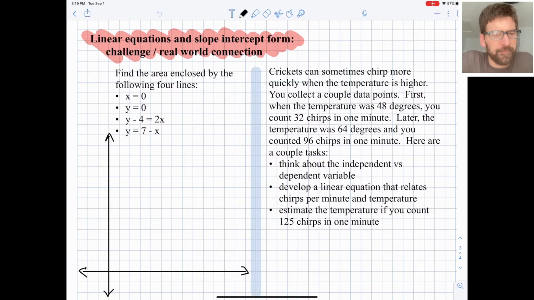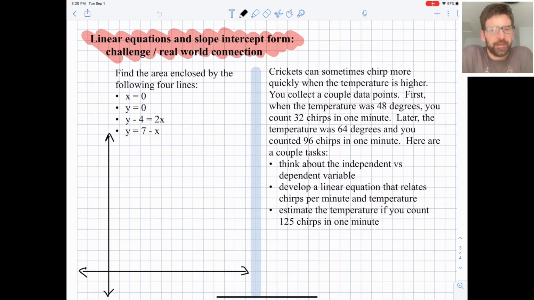All right, this is a video on linear equations and slope-intercept form, and in particular today we're looking at a challenge and then a real-world connection problem. I encourage you to pause this video and try these on your own, see if you can get them, and then unpause, check back in, and see how you did.